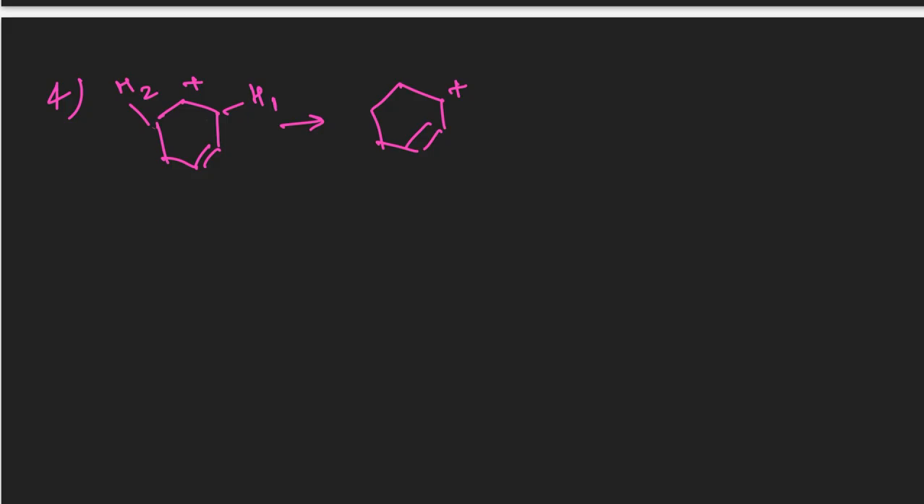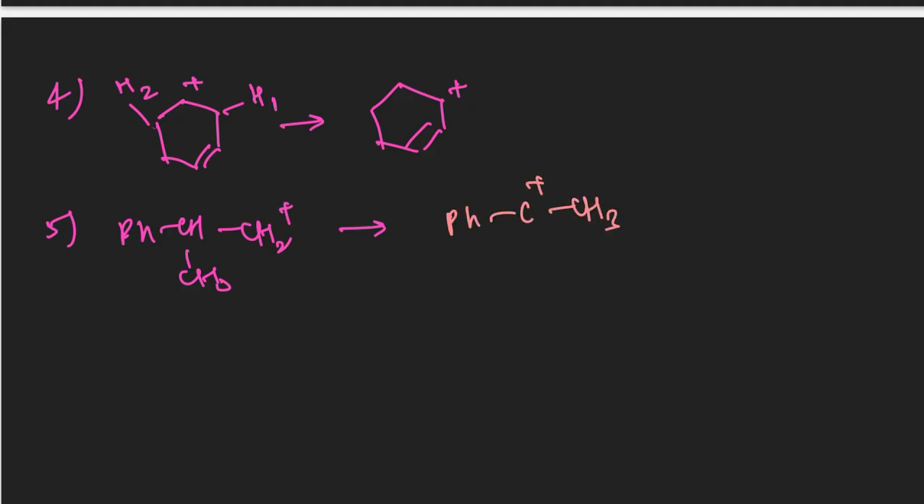Fifth, we have Ph, CH, CH3 and CH2 plus. So in this case, the carbocation shifts, it will become Ph, C plus, CH3 and CH3. Now it is more stable than the previous one. Sixth case, let's see, Ph, CH, CH3, CH, CH3, CH2 and CH2 plus.